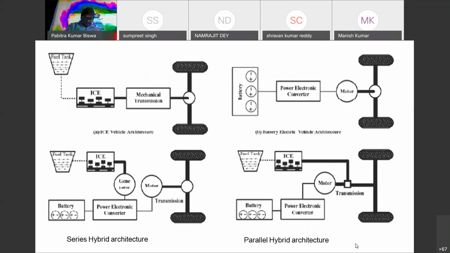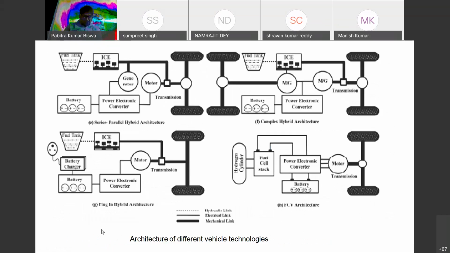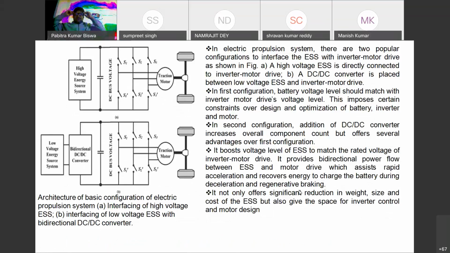These are the different architectures where power electronics converters are used. Here, in parallel hybrid and series hybrid architectures, power electronics converters are used. And for another architecture, that means series-parallel, power electronics converters are also used. These are the different architectures where all power electronics converters are used for controlling.